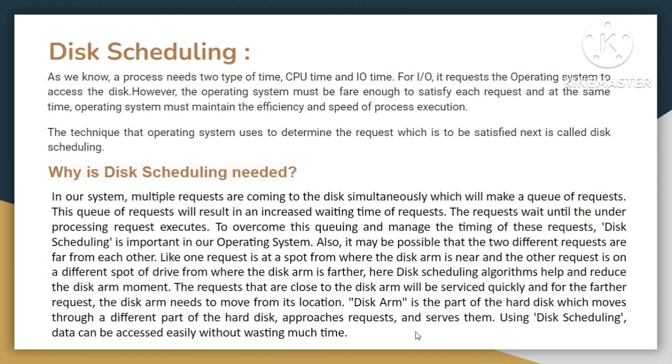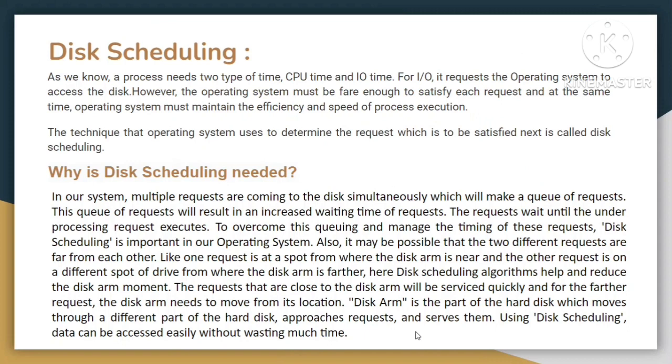So why do we need disk scheduling algorithms? As we know, in a multi-user environment, there are multiple users and multiple disk requests from the users. So what will the operating system do? The operating system will maintain a queue of those requests and service them one by one, following an order so that it can reduce the waiting time of disk access. Multiple requests coming to the disk simultaneously make a queue, which results in increased waiting time. Each request waits until the request under processing executes. To overcome this queuing and manage the time of requests, disk scheduling is important in the operating system.